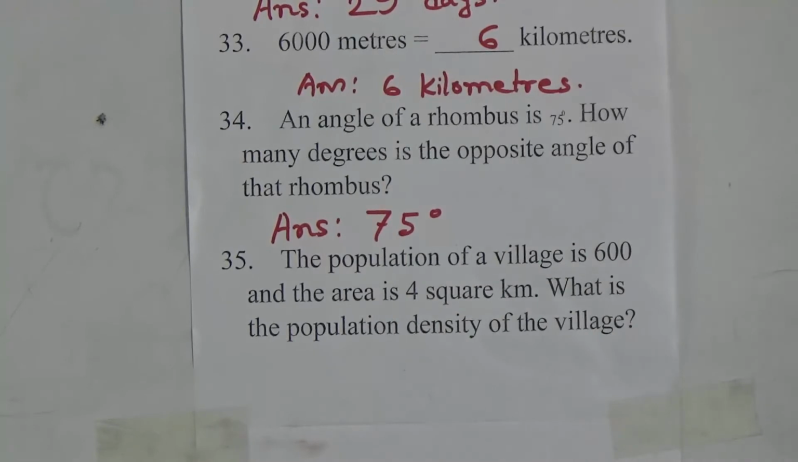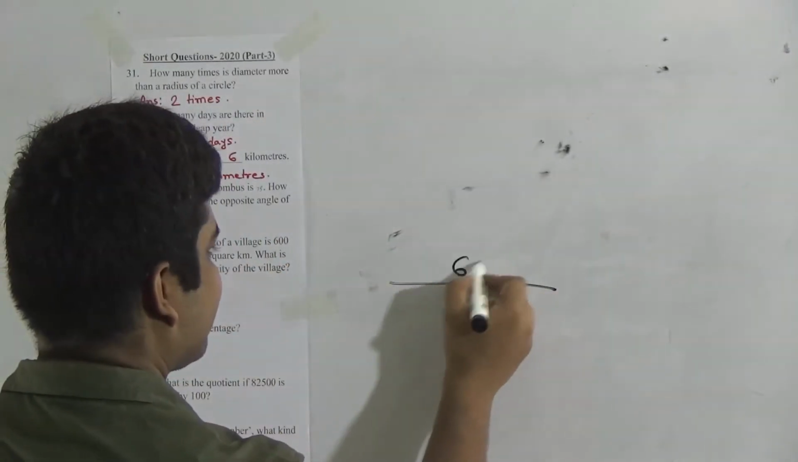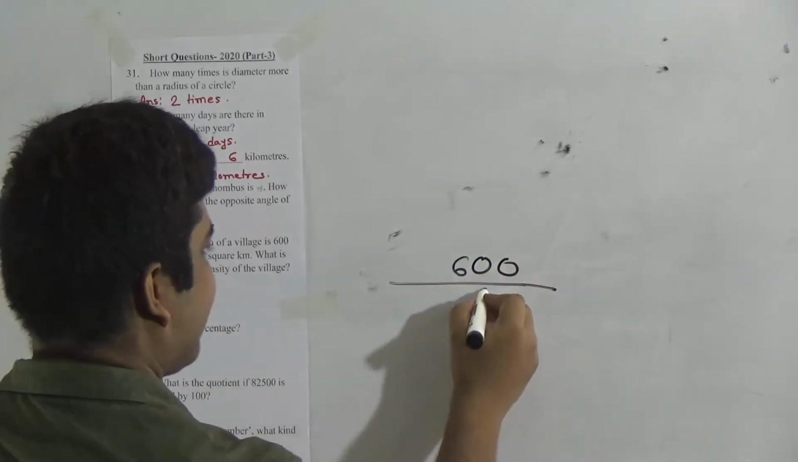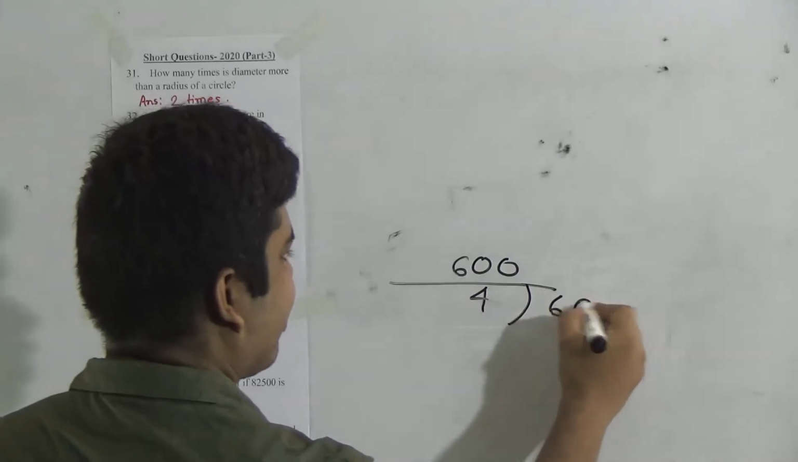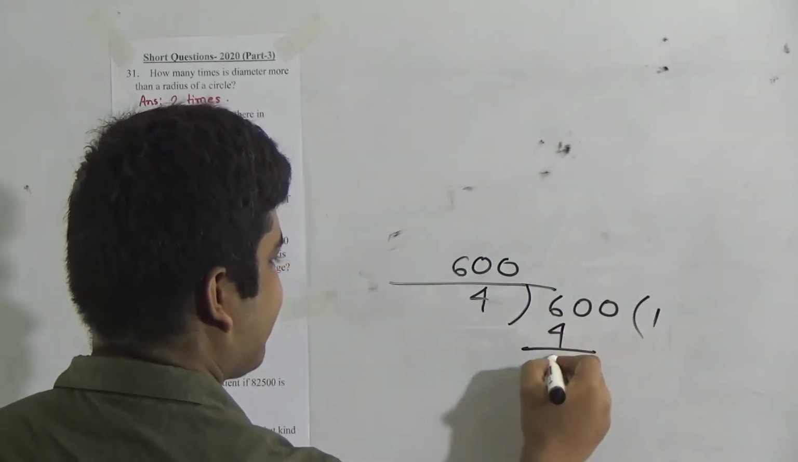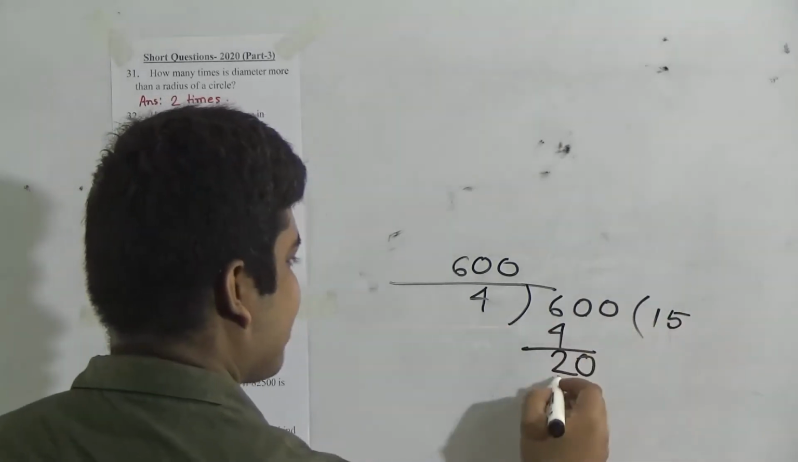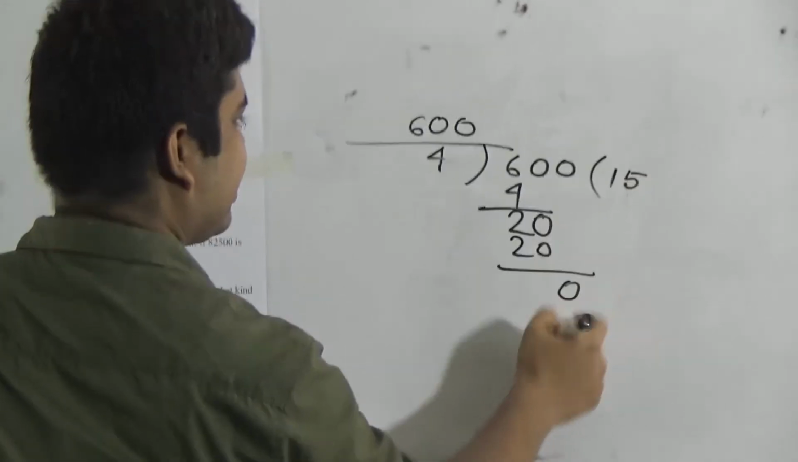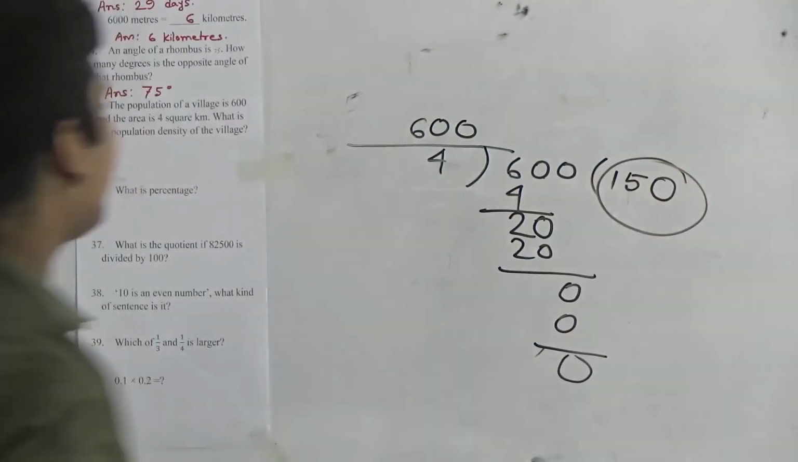Okay, notice here, population is 600 and area is 4. So we divide this 600 by 4. In 6, 4 goes in one time, 4 on the 4, subtract, 2 and 0 is here. In 20, 4 goes in 5 times, 5 4s are 20. In 0, 4 goes in 0 times, 4 zeros are 0. So 150.